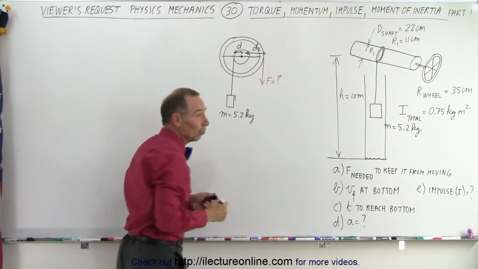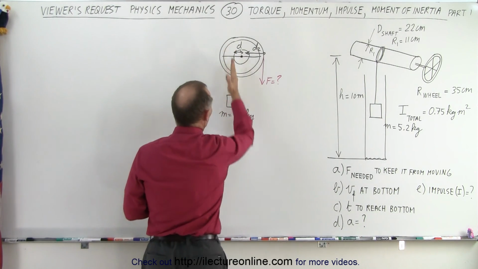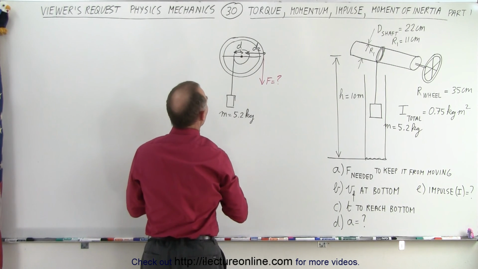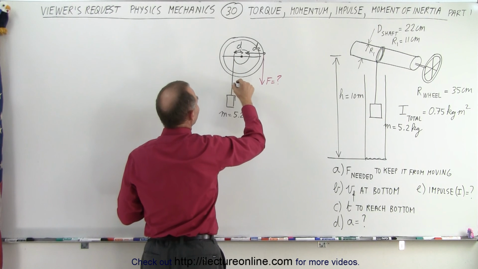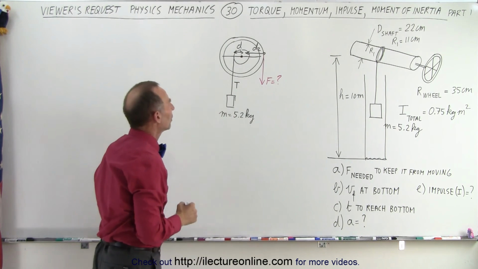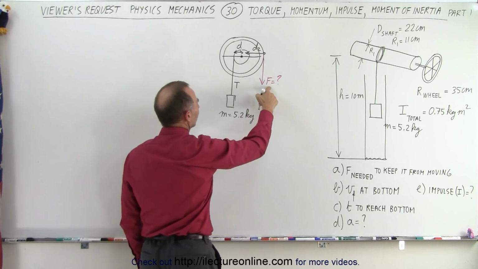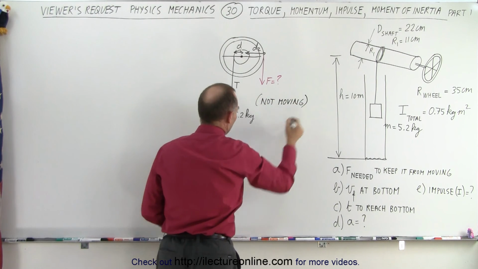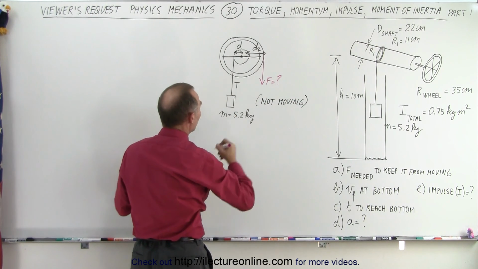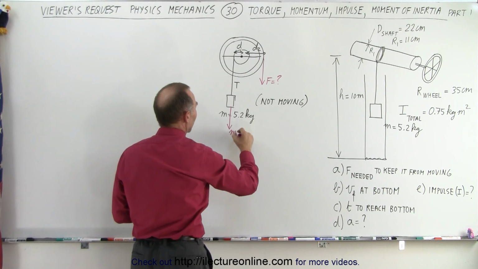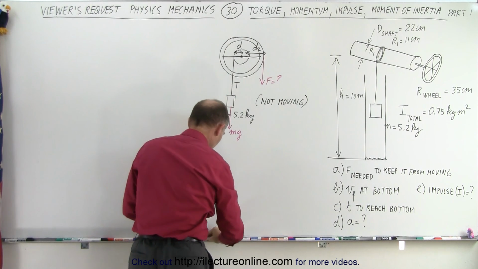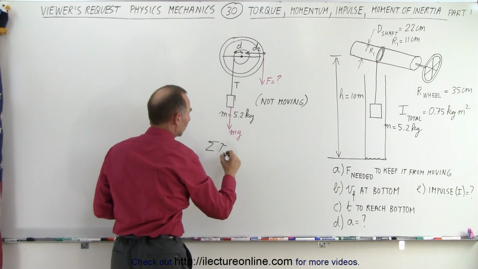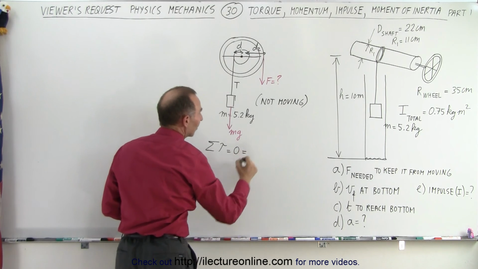Of course, distance 1 and distance 2 are from the line of action of the force to the point of rotation. And so here we have the tension on one side and the force on the other side. Assuming the bucket is not moving, the tension will be equal to the weight of the bucket, and the weight of the bucket will be m times g. Now we can set up the equation that the sum of the torques about the point of rotation must equal 0.